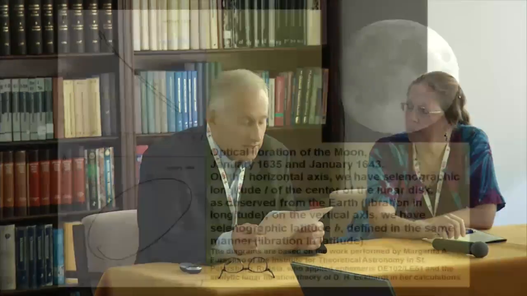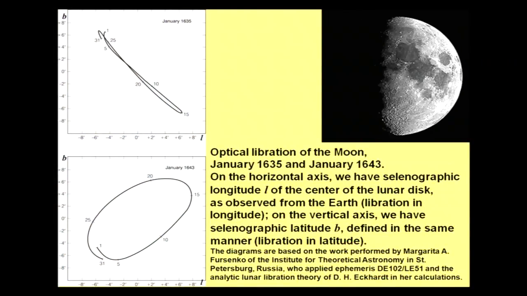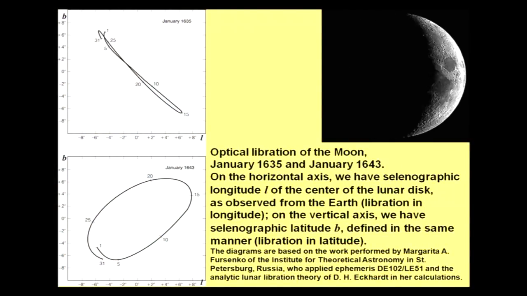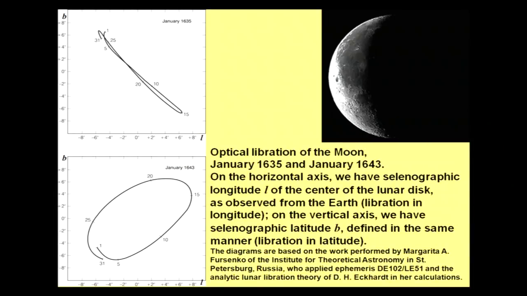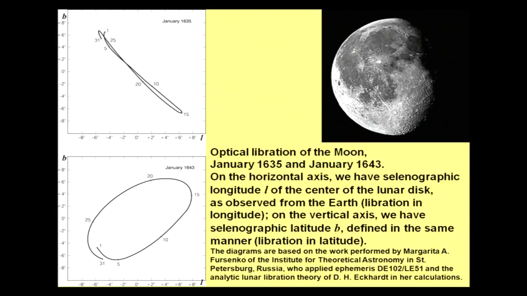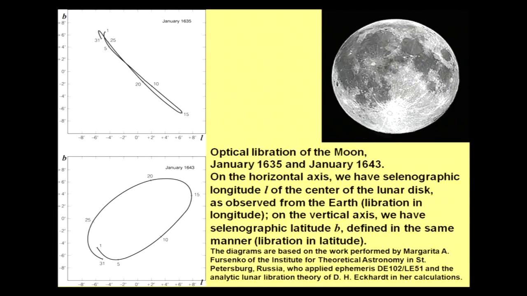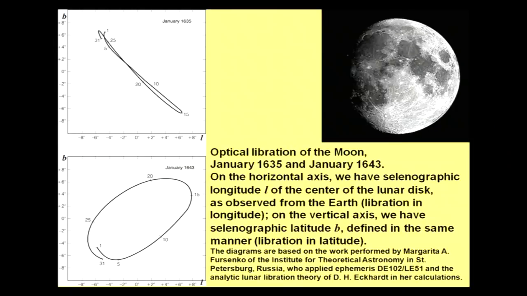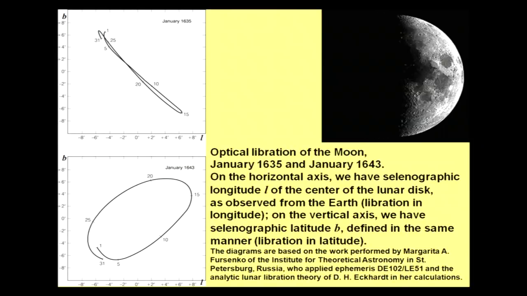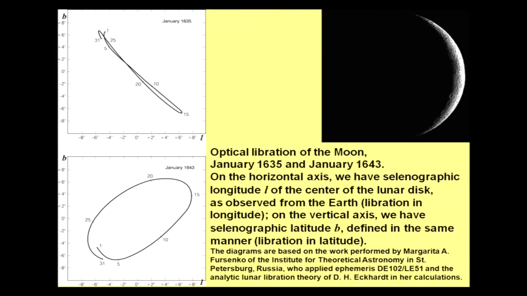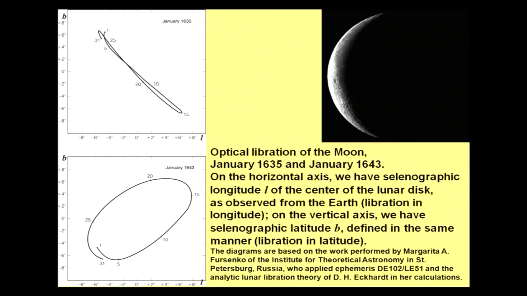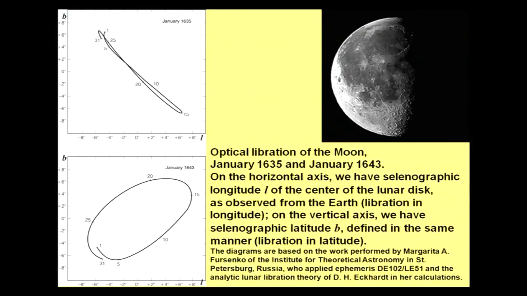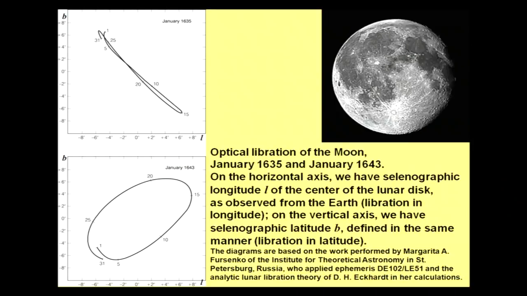Optical libration in longitude and in latitude can be illustrated as the oscillations of a point on the surface of the moon that marks the center of the lunar disk in relation to a line connecting the Earth and the moon at their centers of mass. In this figure, 2 diagrams based on this model are used to illustrate the variability of optical libration by showing different paths of the center of the lunar disk for January 1635 and January 1643.